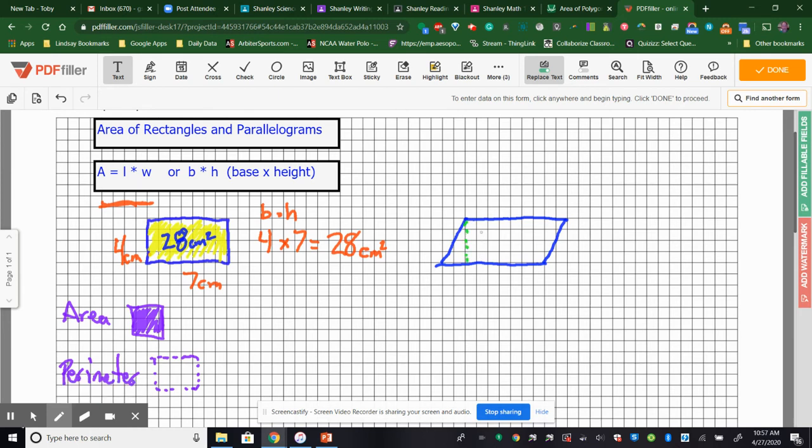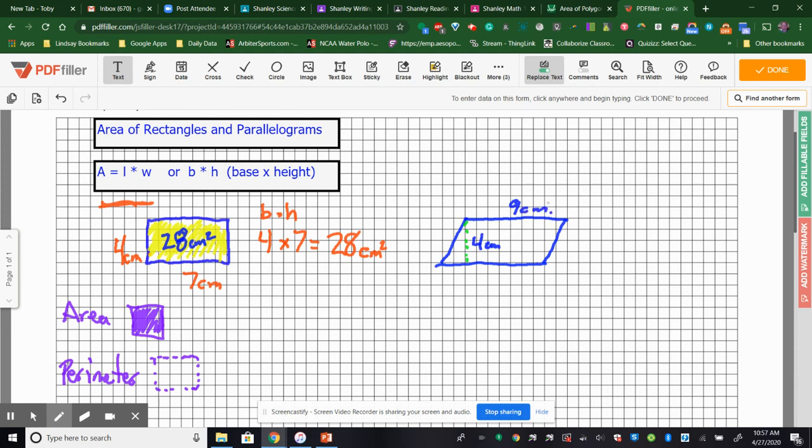Okay, and usually what you'll see is a line on the inside like this, and it'll say 1, 2, 3, 4. It'll say, oh, this is 4 centimeters. That's the height of this figure. And then we have another measurement, 1, 2, 3, 4, 5, 6, 7, 8, 9. So this is going to be 9 centimeters.